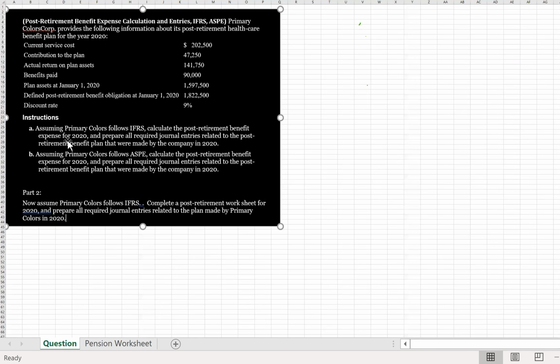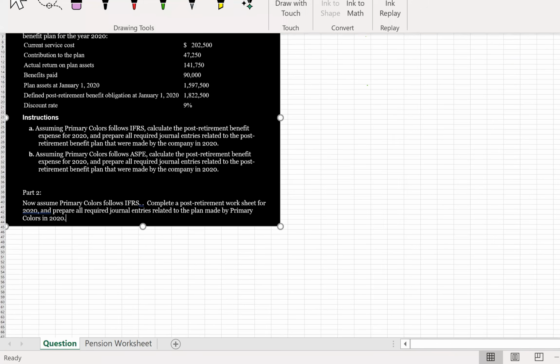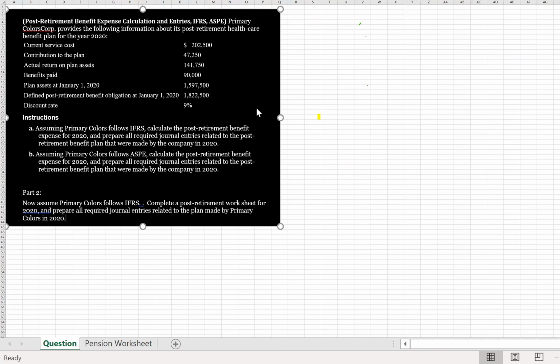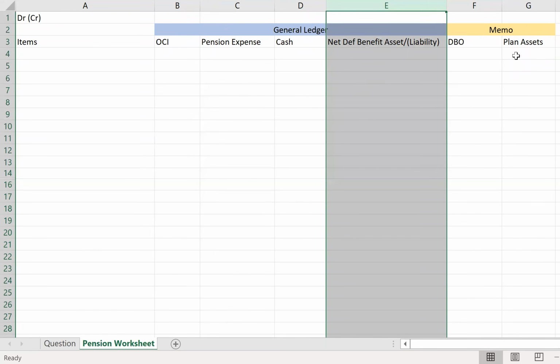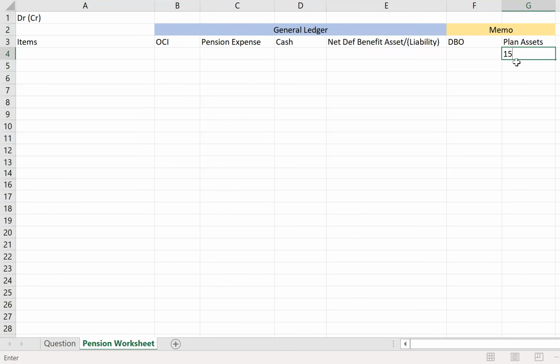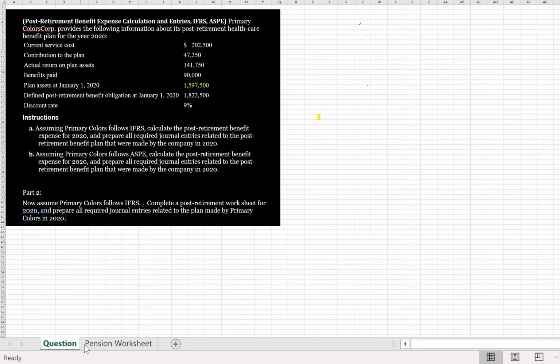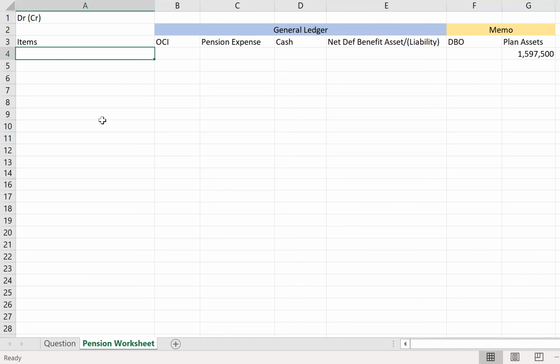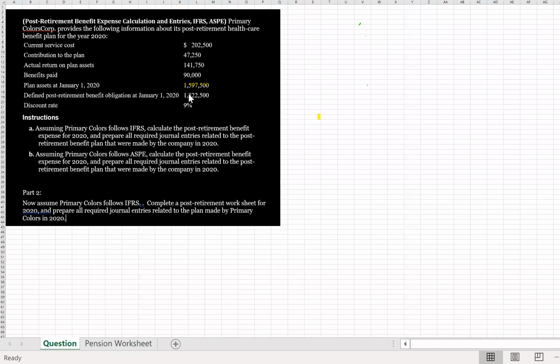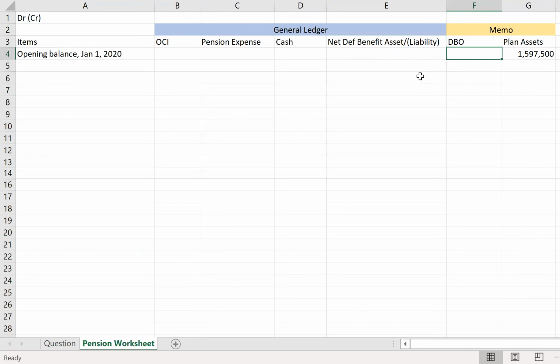So let's start by entering the opening balances. We've got the opening balance of plan assets here, 1,597,500. Is that the right number? 1,597,500, yep. And of course, we want to label this as opening balance, January 1st, 2020. Then we've got the opening balance of the DBO, which is 1,822,500. And this is a liability, so this is going to be an opening balance, a bit negative.